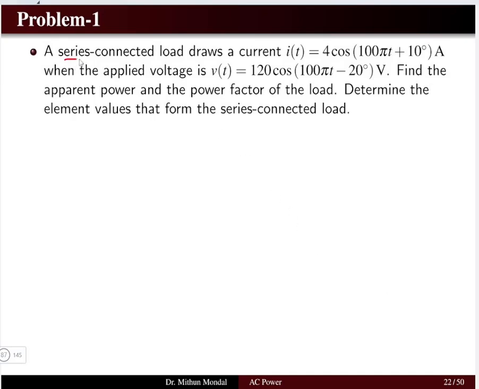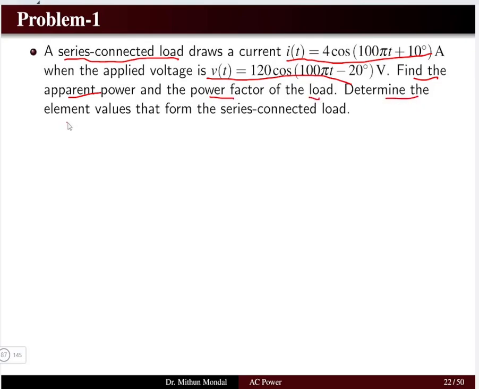You have a series connected load, which is drawing a current given as a time dependent quantity, the instantaneous value of the current. The voltage applied across the load is also given, instantaneous as a function of time t. Find the apparent power and the power factor of the load.